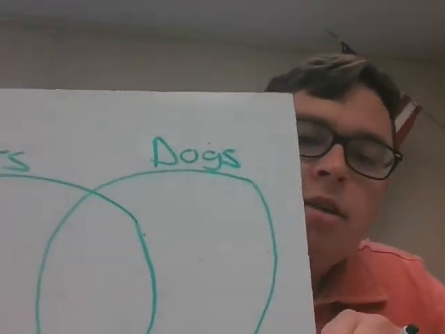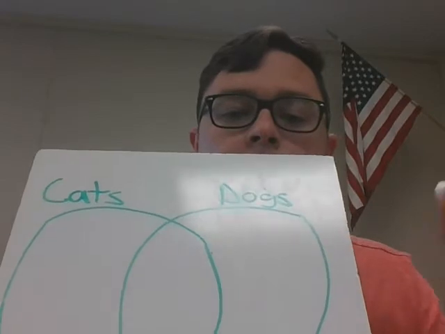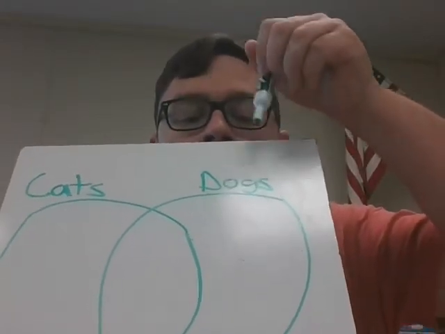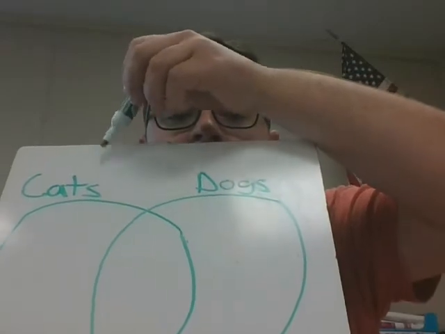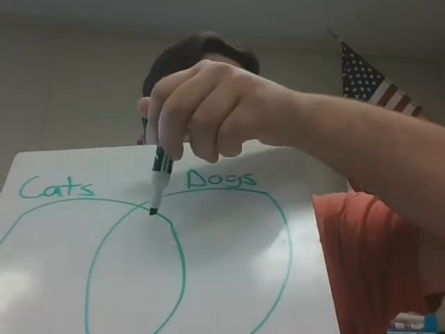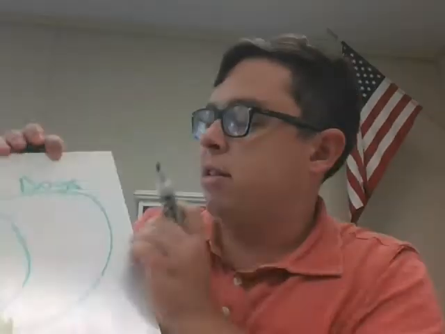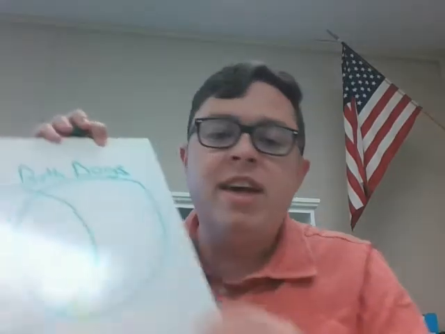Okay? So, if you notice on this side, I have dogs written down. On this side, I have cats written down. And then here in the middle, I'm actually going to write both. What a Venn diagram does is it's a nice way to be able to compare two things. And when we compare things, we see how they are alike and we see how they are different.